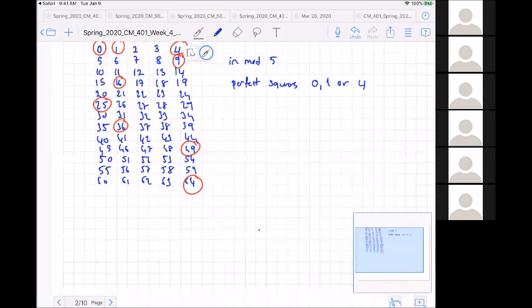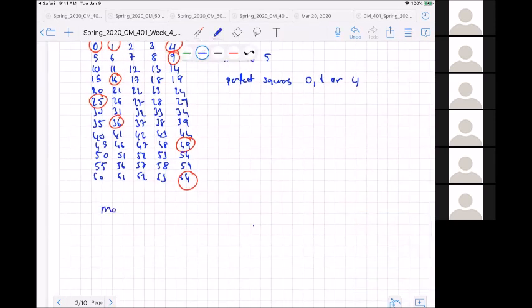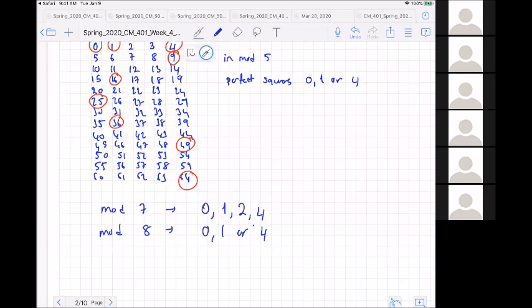If we do the same thing, for example, in mod 7, the perfect squares will give us a remainder of 0, 1, 2, or 4. And in mod 8, the perfect squares are only going to be 0, 1, or 4, right? Why did I pick 5, 7, and 8? There's no apparent reason.